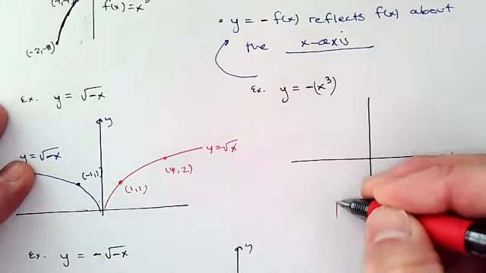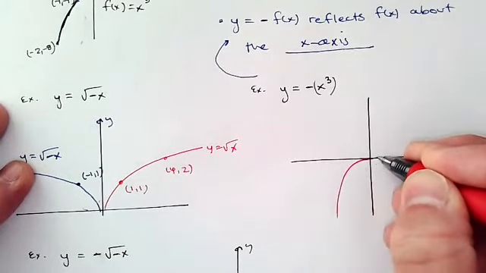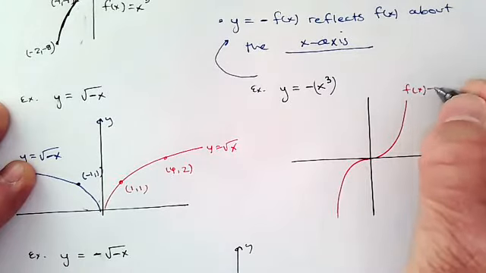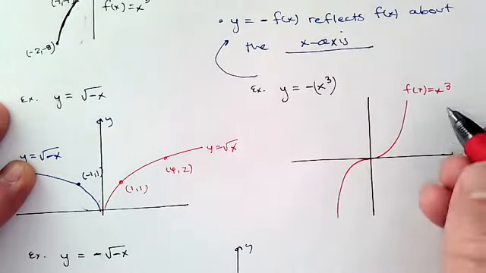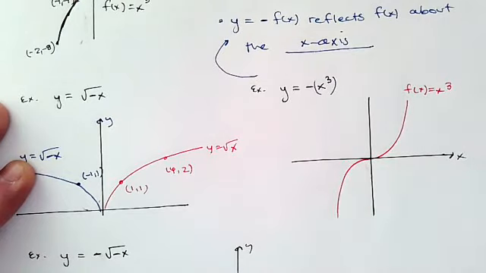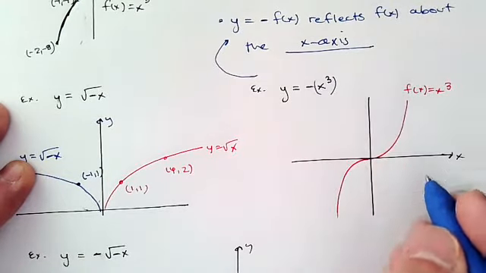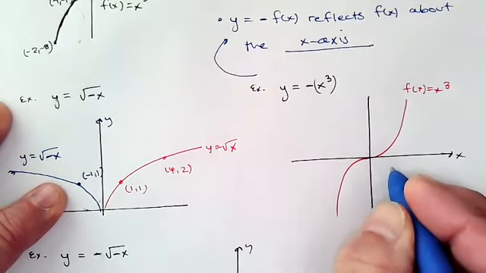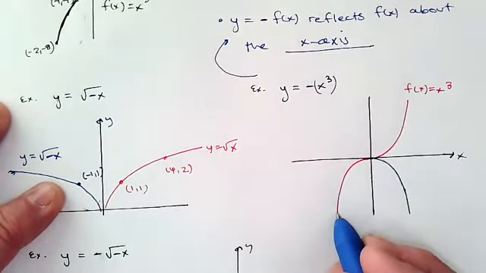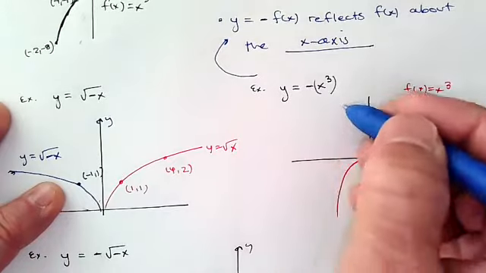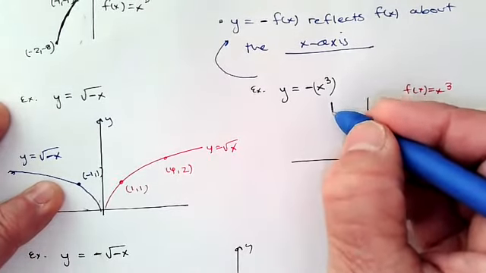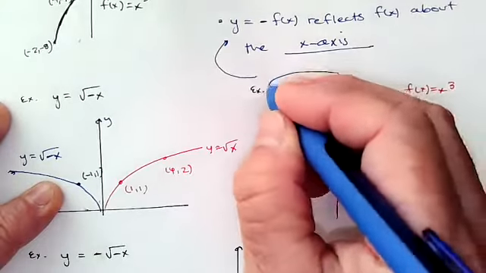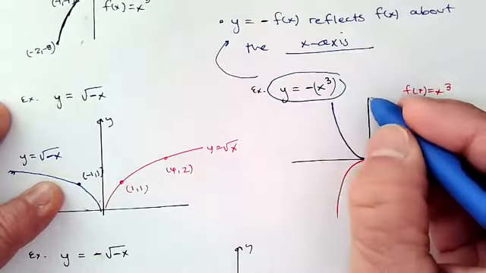So I'm going to draw maybe like I did on the last one. Here is the graph of f of x equals x cubed. And all that's going to happen is this part is going to reflect around the x-axis. Now this part, which was negative, is going to reflect around the x-axis too and rise above the x-axis. So here we go. That's this graph right here.